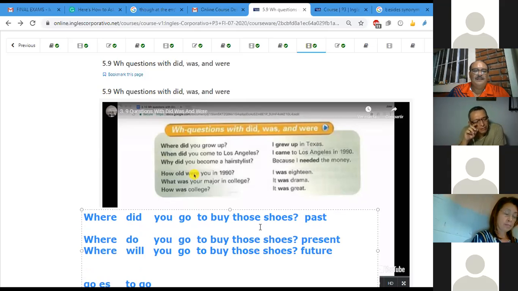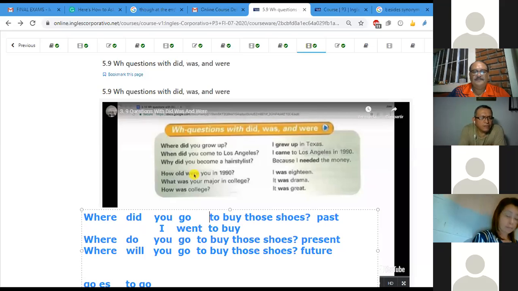Okay, affirmative sentence. En afirmativo, esto sería: I went. ¿Cuál cambió? Go. I went to buy. Vean, ese no cambia. Buy, to buy, aquí van unidos. To buy. Fui a comprar. ¿Dónde fuiste? A comprar. Voy a comprar.